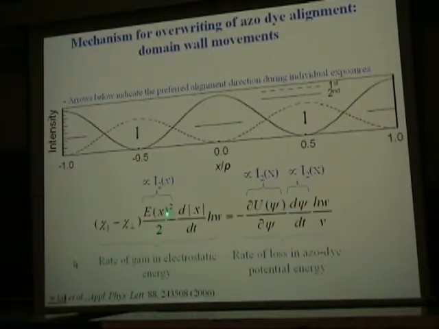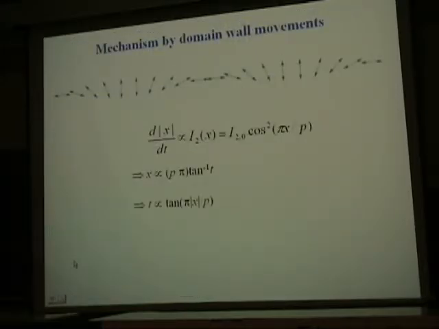In here, E squared should be proportional to the UV intensity in the second exposure. And then based on the diffusion model, this should also be the case for the azo-dye potential U and the initial rate of photoalignment. Based on this, we derive that the rate of movement of the domain wall should be proportional to the local UV intensity. By solving this equation, one would arrive at the result that the time scale for photoalignment should be proportional to tangent pi x over p, where p is the period of the pattern.